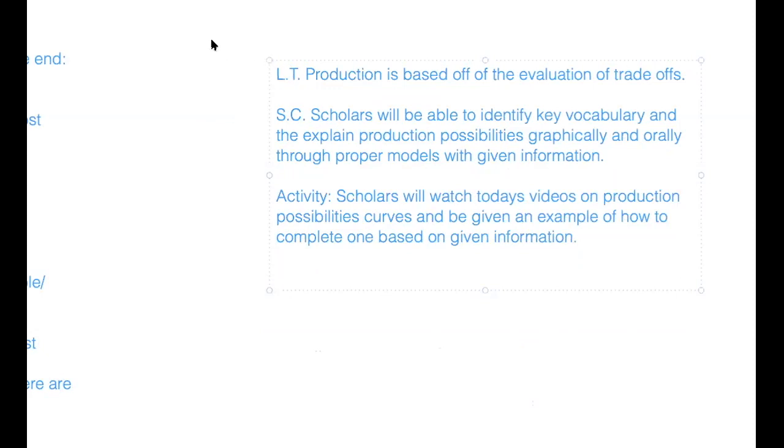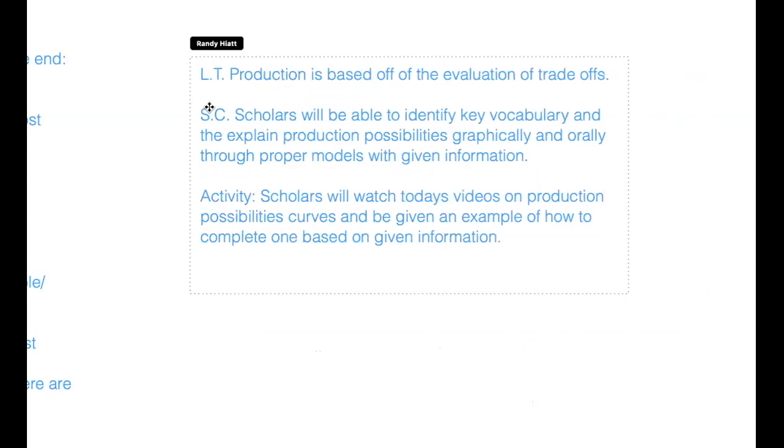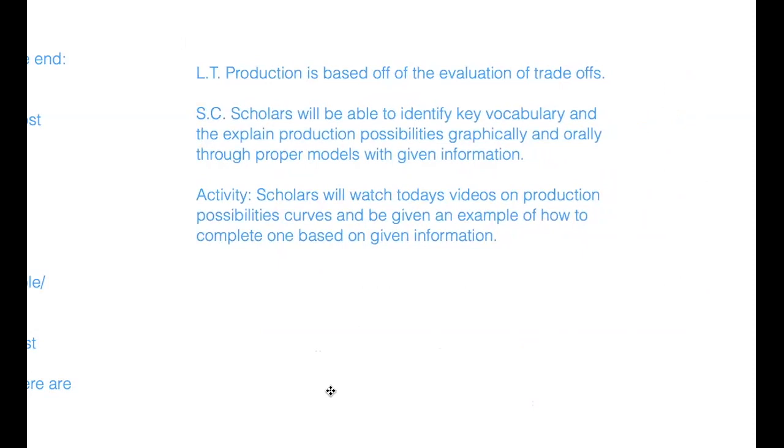Today we're going to go over production possibility curves and tables. So our learning target for today is production is based off of the evaluation of trade-offs. So it's important that we understand what a trade-off is today. Your success criterion is you will be able to identify key vocabulary and explain a production possibility graphically and orally through proper models and with given information.